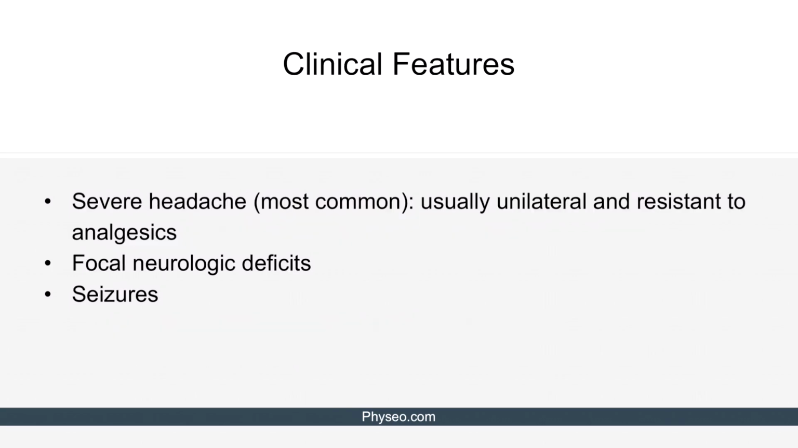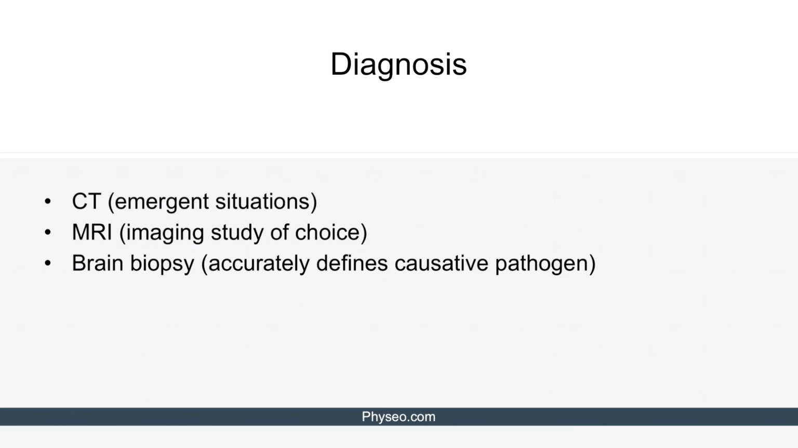Now, a patient with a brain abscess most commonly presents with a severe headache. And the headache is usually unilateral, so just one side, and it's resistant to analgesics. And if it's on the brain, then it makes sense that there would be some focal neurologic deficits. So they might have problems with sensation or movement with some part of their body, depending on where the abscess is. And the surface of the brain is considered to be epileptogenic, which means if it's touched, even by pus, then seizures can occur.